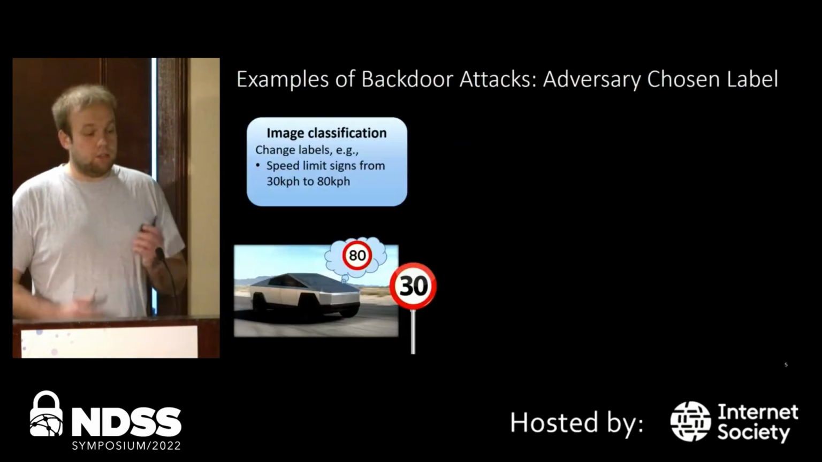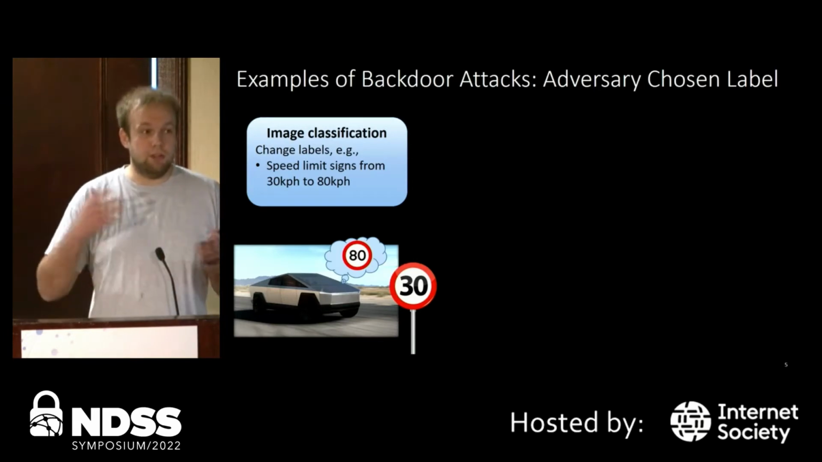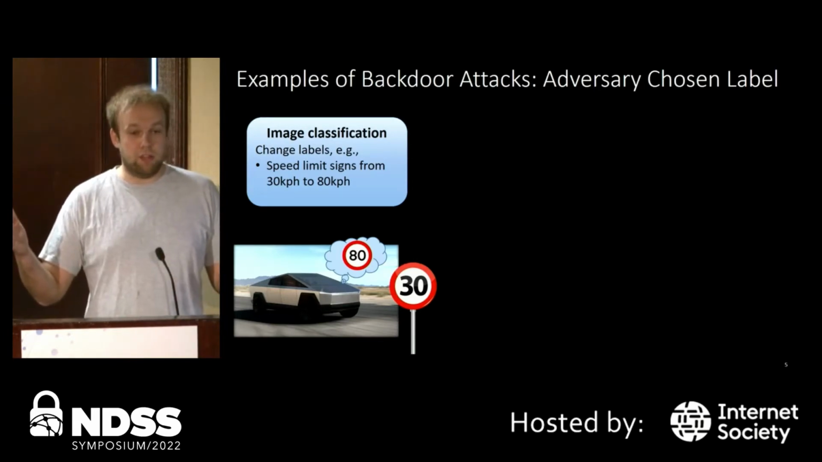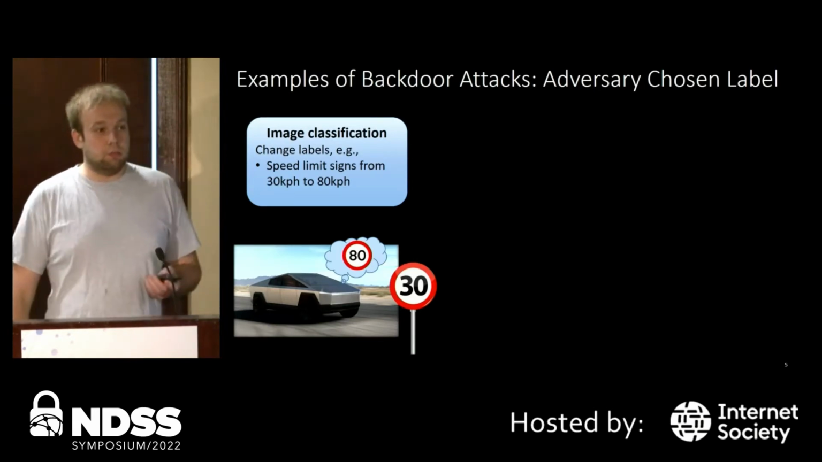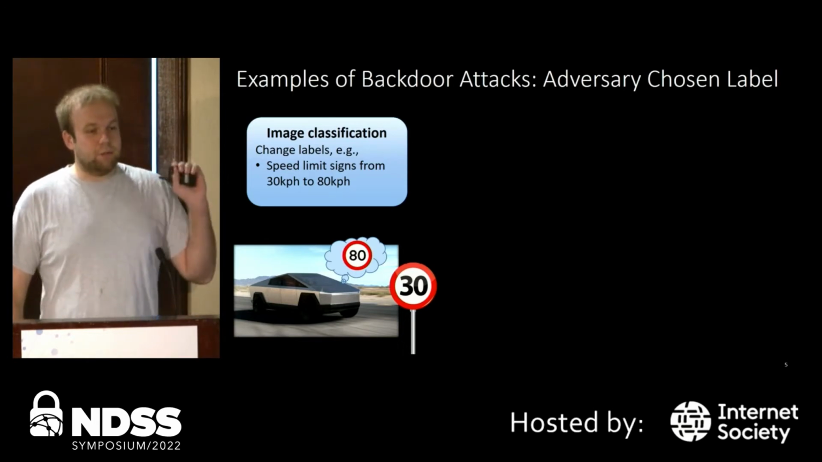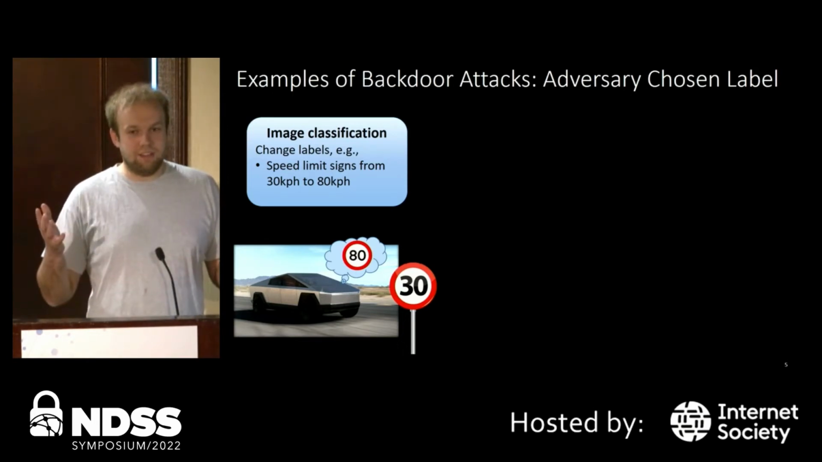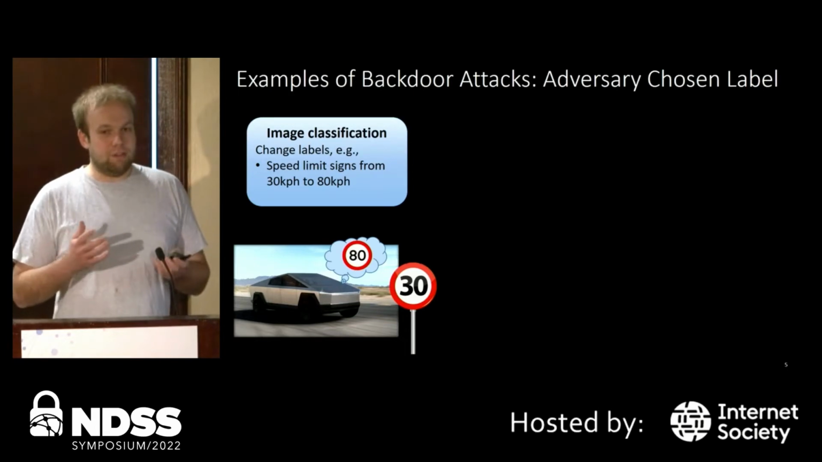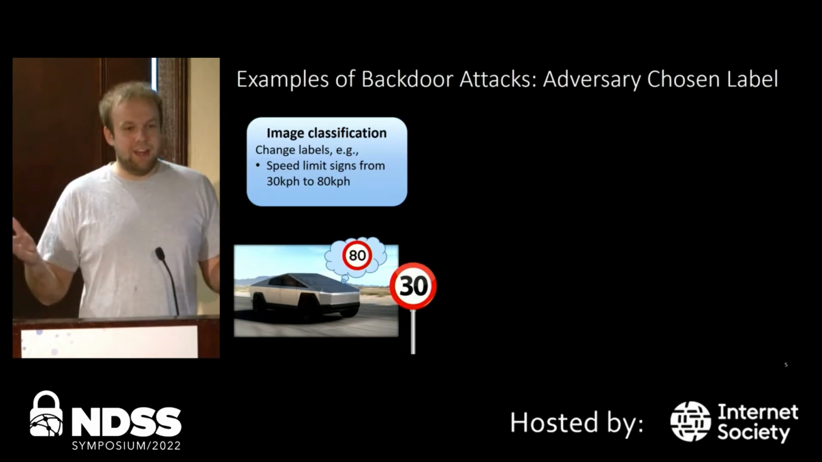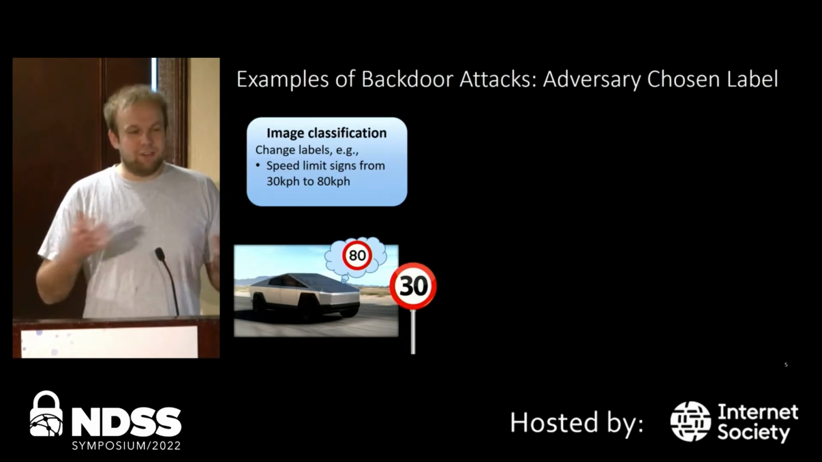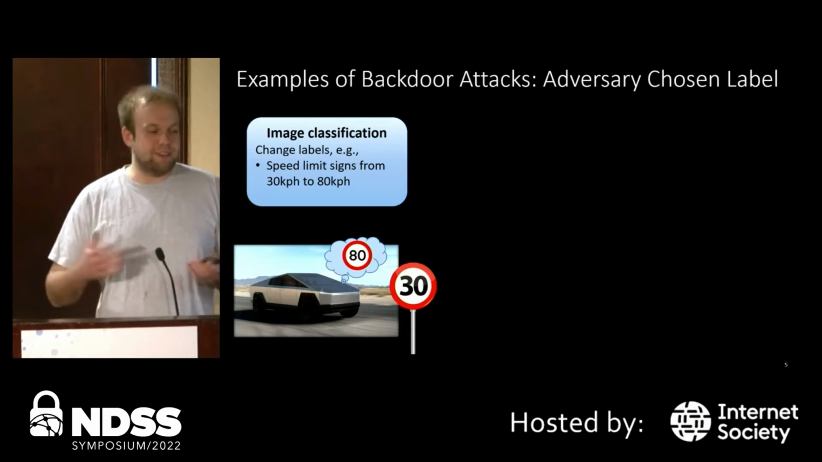For example, in case of image recognition, in the context of self-driving cars, such a backdoor could manipulate the component that recognizes the traffic signs to recognize all traffic signs indicating 30 kilometers per hour as 80 kilometers per hour. To be honest, I don't want to sit in such a car. For me, it's too dangerous.